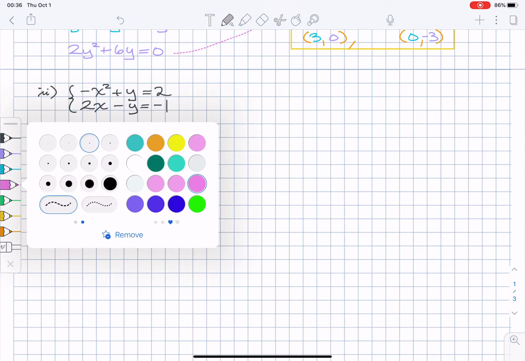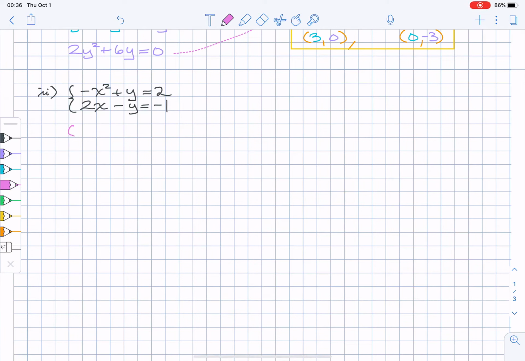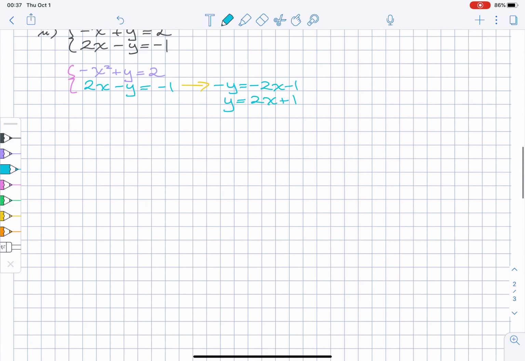Okay, so rewriting the first equation, we get minus x squared plus y is equal to 2. The second equation, we'll get 2x minus y is equal to negative 1. So I'm going to solve the second equation for y, or negative y, is going to be negative 2x minus 1, which means that y will be 2x plus 1. Okay, so plugging back into the first equation, we'll have negative x squared plus 2x plus 1 is equal to 2.